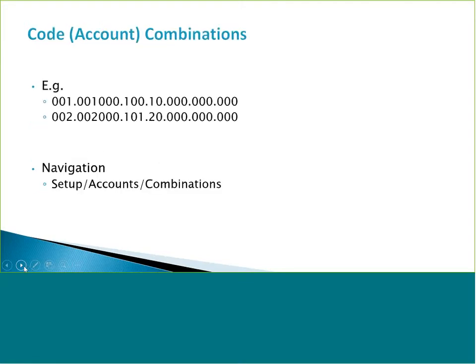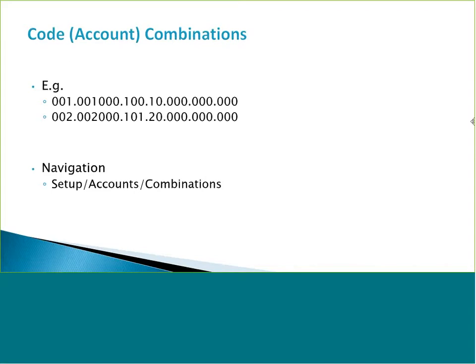So let's start with the concept of code or account combinations. So what is a code combination? A code combination can be described as a combination of segment values that constitute an account in Oracle Financials. So listed here are examples of code combinations or account combinations, as we can also call them.